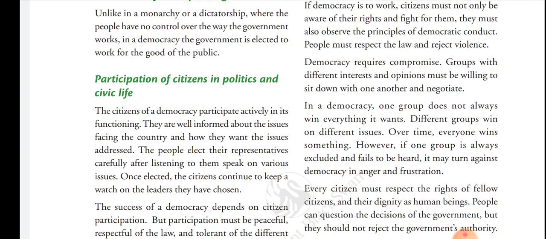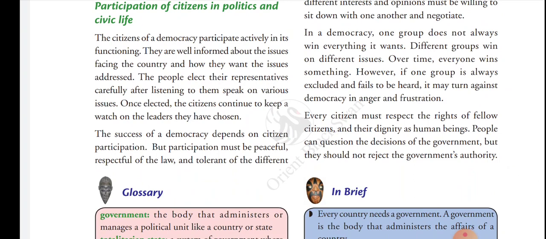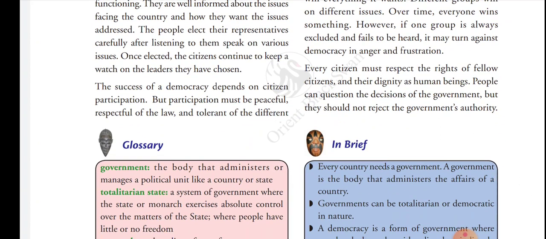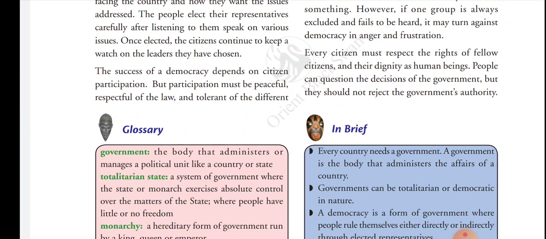The next one is that democracy requires compromise. Groups with different interests have to be willing to sit down together and settle their disputes. For the same interest, different groups can have different opinions, so they sit together and solve their problems. In a democracy, one group does not always win everything. One party does not always win, because India is a multi-party system. Every citizen must respect the rights and dignity of fellow citizens as human rights. The people can question the decisions of the government, but they should not reject the government's authority.